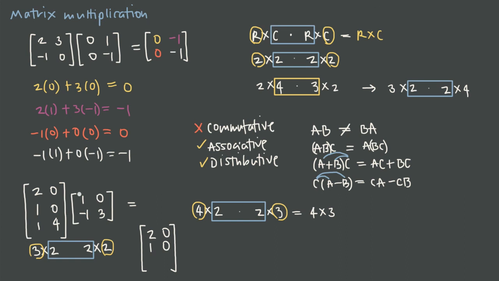And then the third row times the first column: 1 times 1 is 1, and 4 times -1 is -4. 1 and -4 is -3. And then the third row times the second column, 1, 4 times 0, 3. 1 times 0 is 0, and 4 times 3 is 12. 0 plus 12 is 12. And so this is the product of these two matrices.